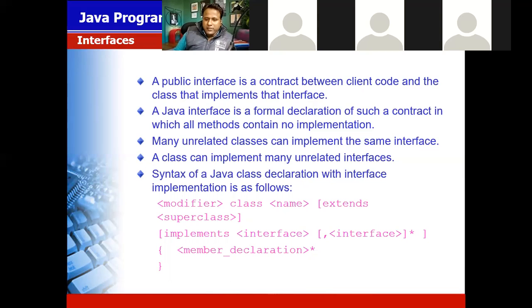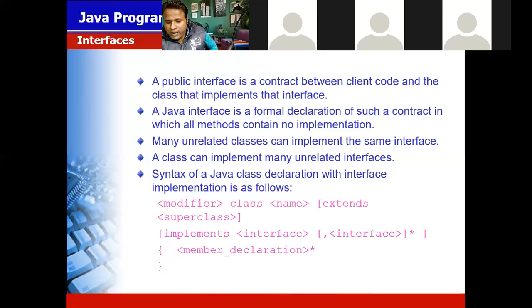In a Java interface, you have to declare a method, but it doesn't have any kind of implementation, like your abstract class. Just as in an abstract class we define a method with no implementation, similarly in an interface the method is defined with no implementation. So many unrelated classes can implement the same interface. A class can implement many unrelated interfaces.